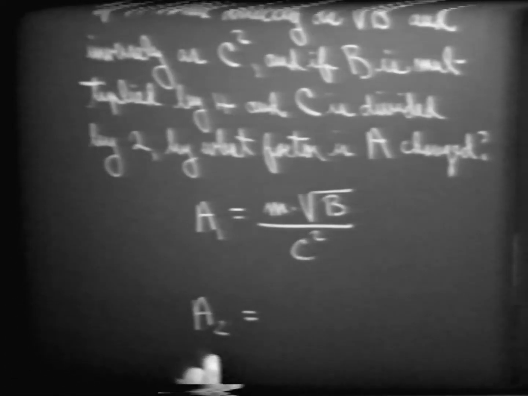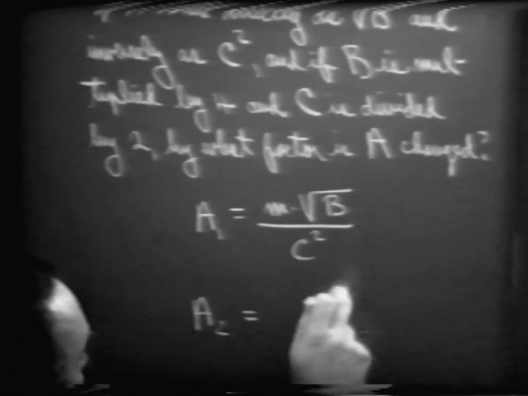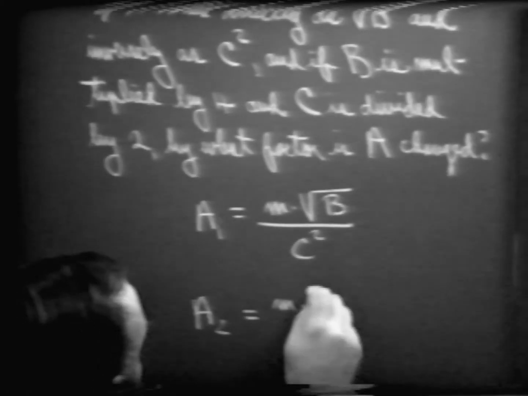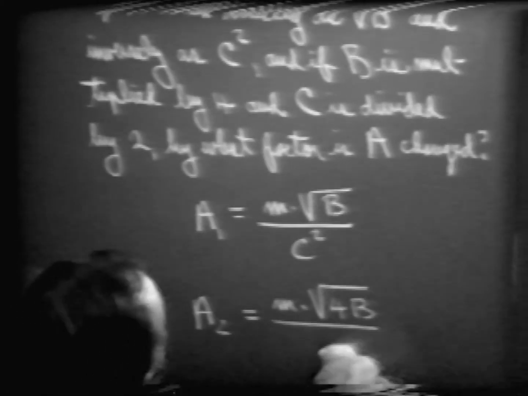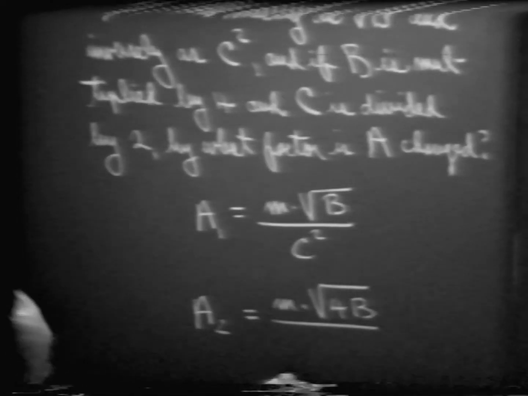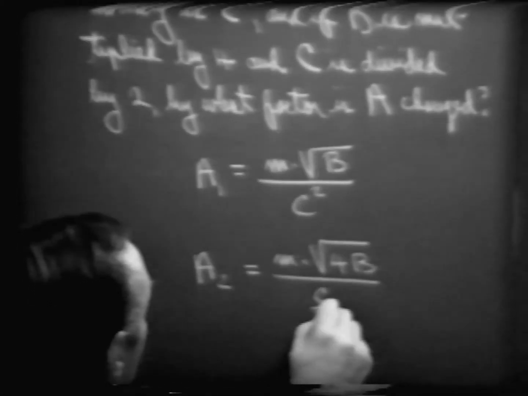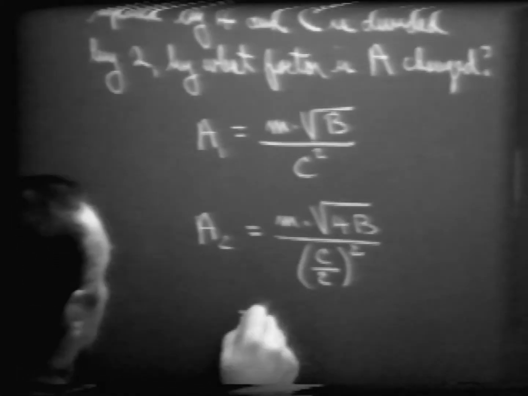So let's call it a sub 2 is equal to something in which this original b is now going to be what? 4b. So there's m times the square root of what? 4b divided by, and c is divided by 2. C over, and that's what? That's c over 2, all what? Squared. Okay, now let's work with that.